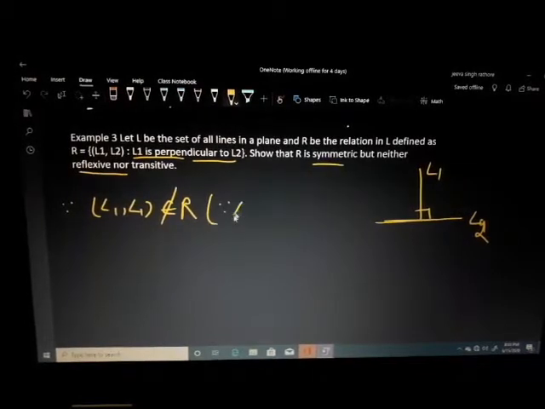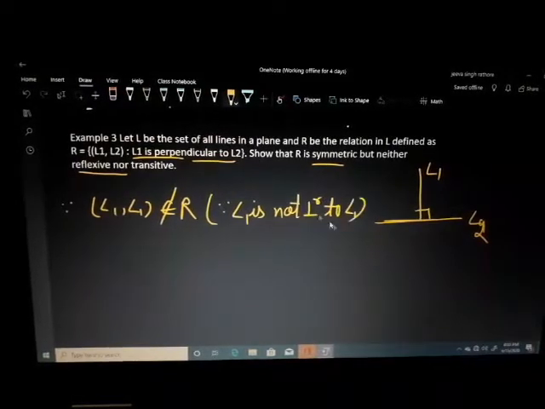Since L1 is not perpendicular to L1, that's why this is not reflexive. That does not belong to R. That is not reflexive.